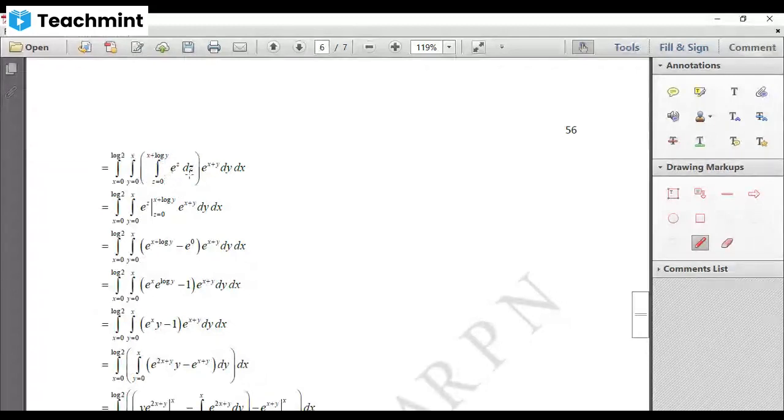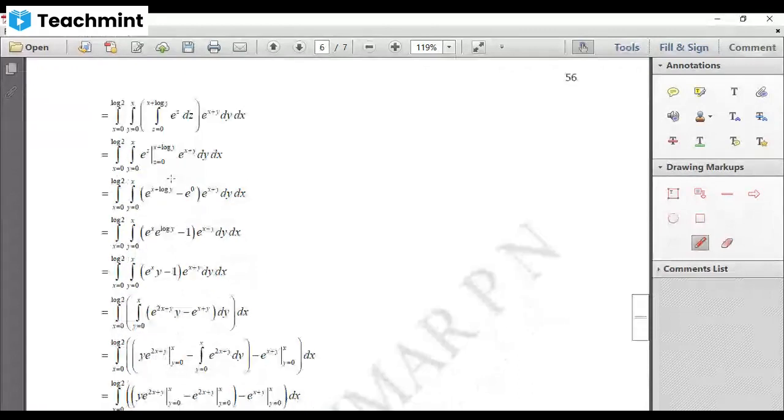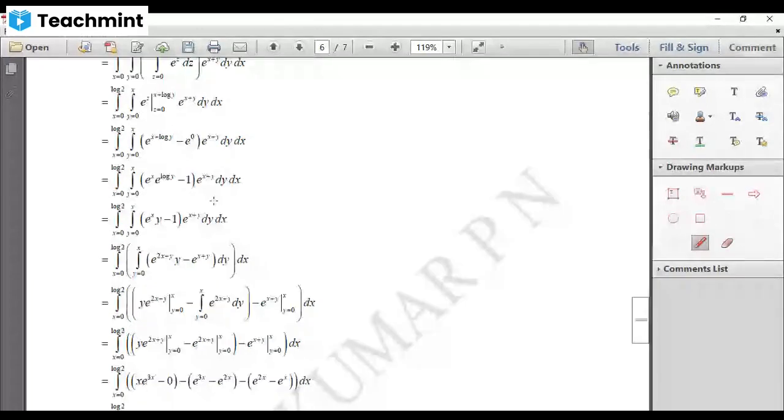When you are integrating with respect to z, your e to the power of x and e to the power of y are constants. E to the power of x into e to the power of y is e to the power of x plus y. Now, what is the integral of e to the power of z? E to the power of z only. And the limit is from 0 to x plus log y. Apply the limit. E to the power of x plus log y minus e to the power of 0, into outside e to the power of x plus y is there.